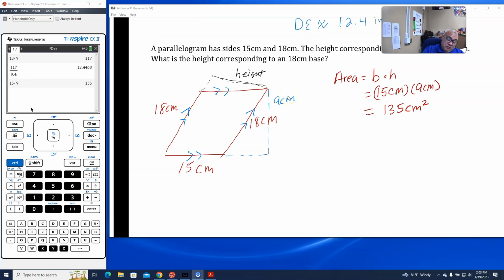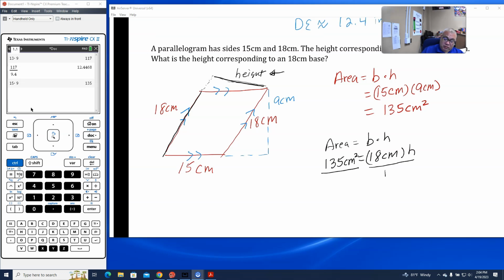So the second area equals base times height. We know the area is going to be the same, so it's going to be 135 centimeters squared. Now the base is different. The base is 18 centimeters. So we're using this base, and we're using this height, and this is the height that we don't know. That is the height that's missing. So I'm going to say H.